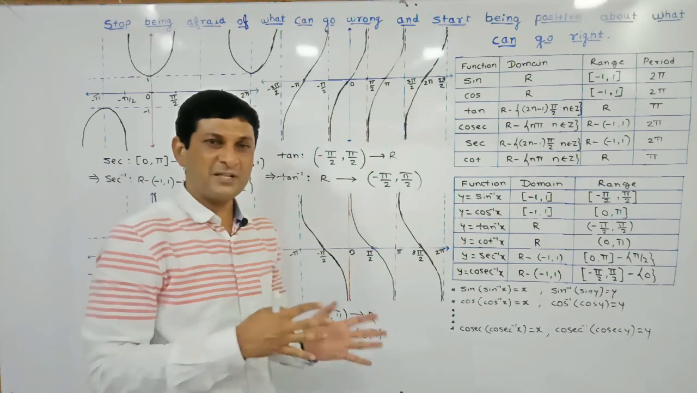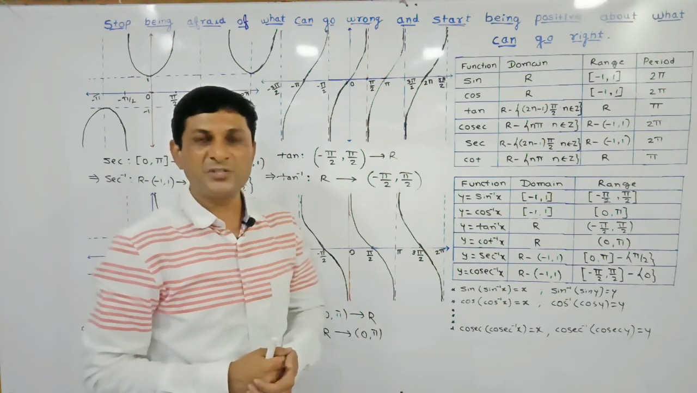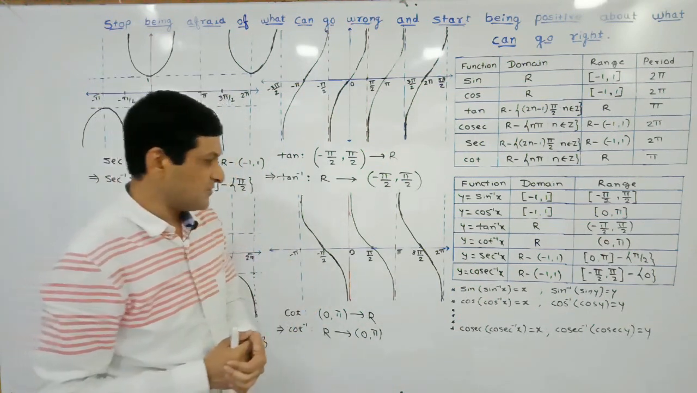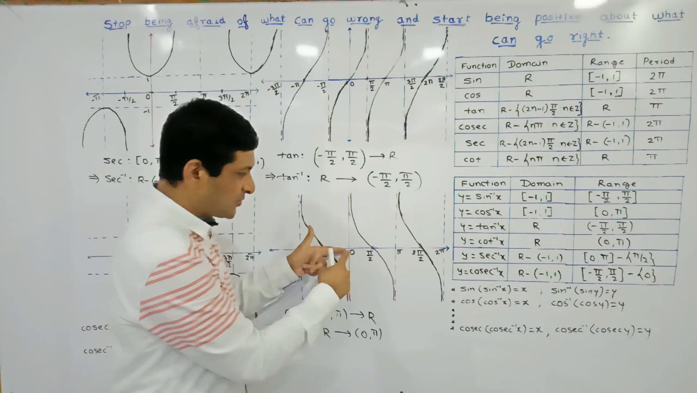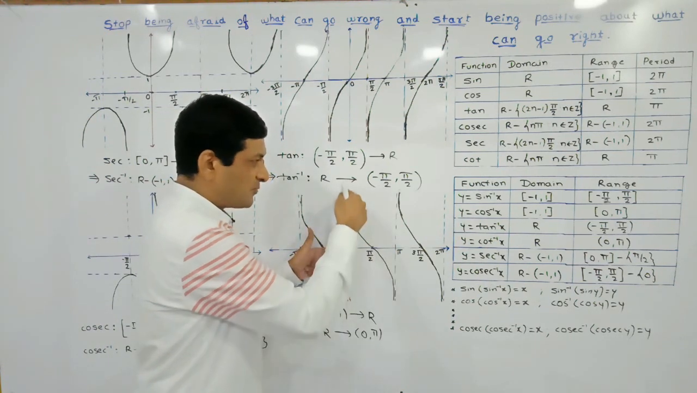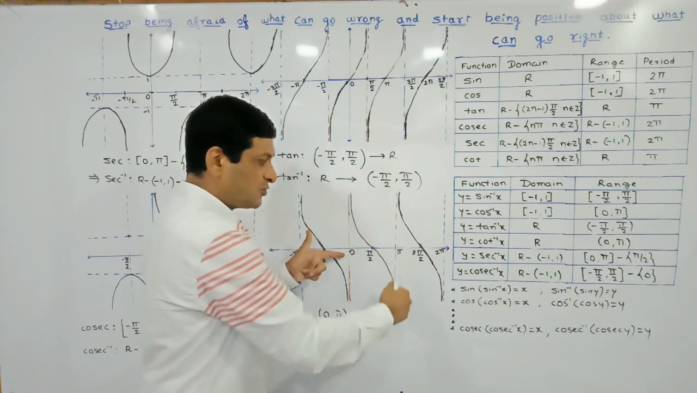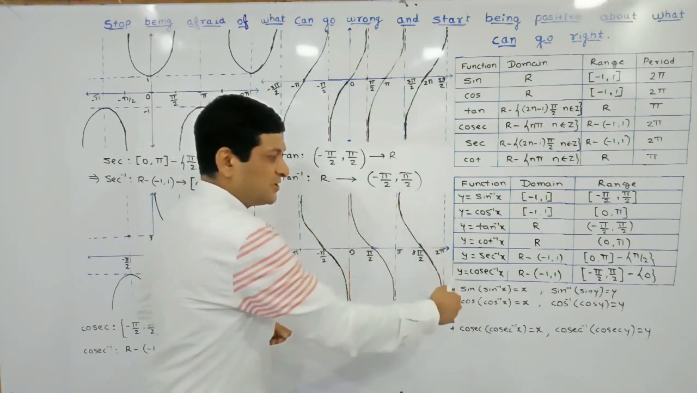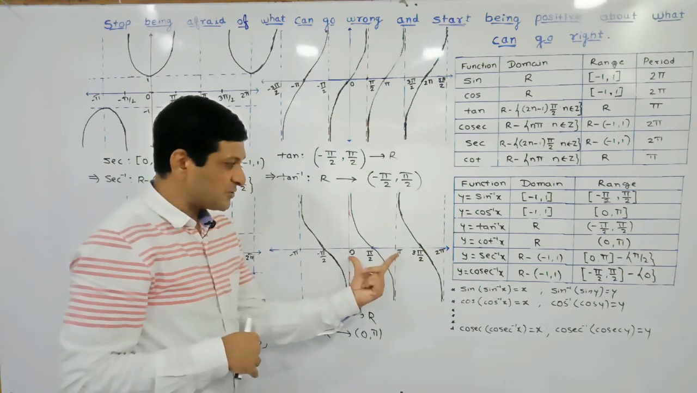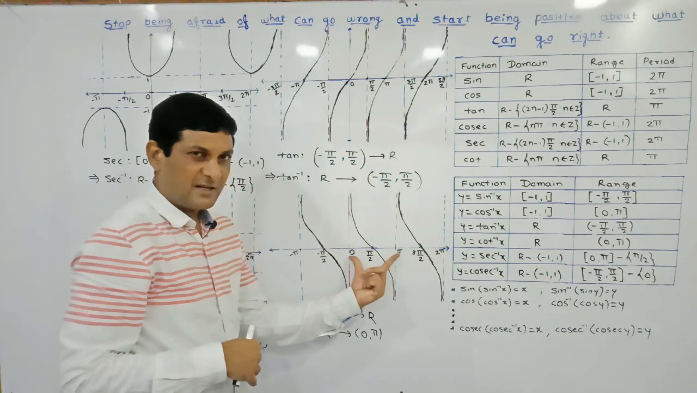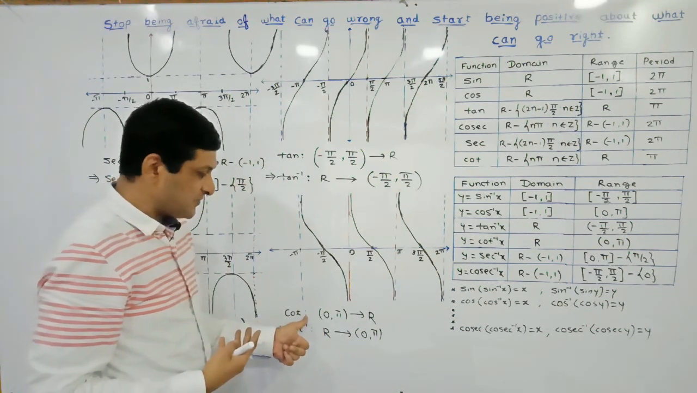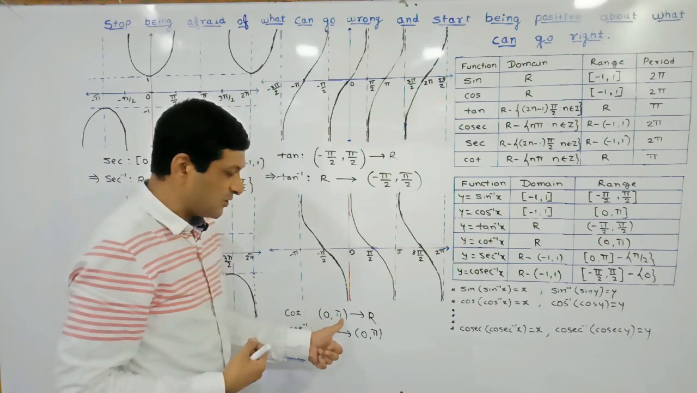Now we are observing in which interval this function will become one-one onto, so that we are able to define the inverse trigonometric function. Which is the interval very close to 0? That is 0 to pi. In this interval its values are moving from infinity to minus infinity. This is the interval very close to the origin. So if we define it on this interval, the function will become one-one onto. That's why we define this function on the interval 0 to pi.